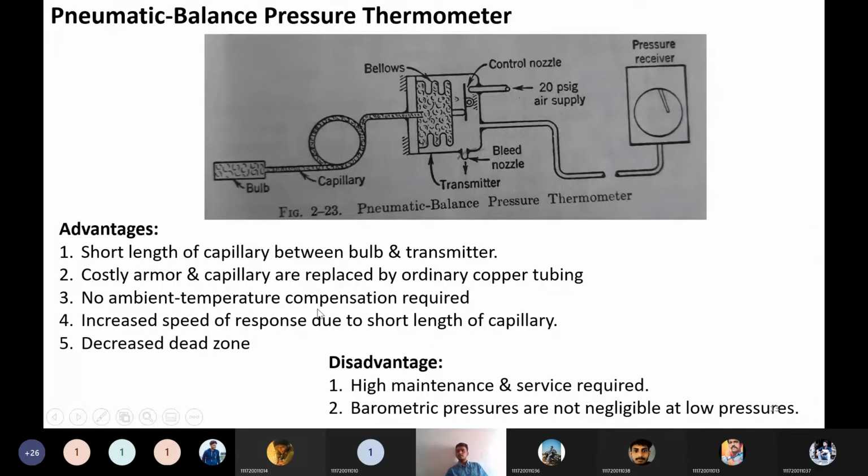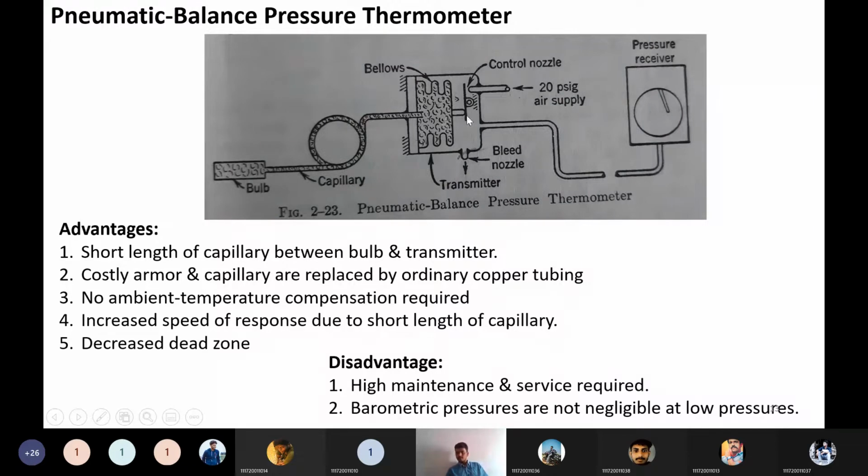Then it increases the speed of response due to the short length of the capillary in between these two. Then it decreases dead zones. Whenever there is an expansion of the medium in the bulb, that will be carried forward by this capillary to the bellows gauge. So this bellows will be expanded like our lungs whenever we are inhaling air. Lungs will be expanded. Similarly, whenever the pressure is pushing this one, this will be expanded.